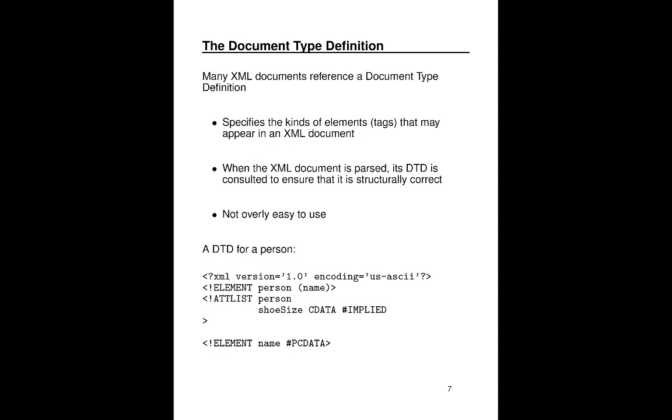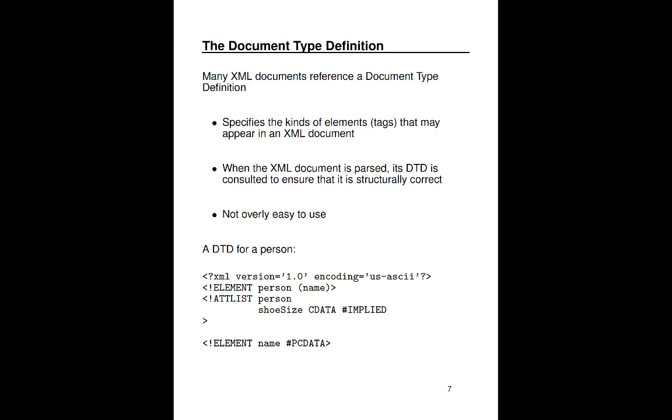DTDs specify the kinds of elements, so the tags, that may appear in an XML document. It also describes what their attributes are, and in some cases, the particular values the attributes may take on. When an XML document is parsed, its DTD is consulted to ensure that it is structurally correct. And if it's not, the parser will generate an error.